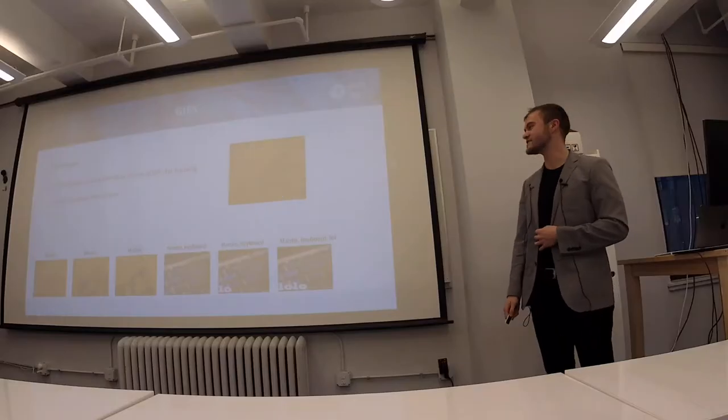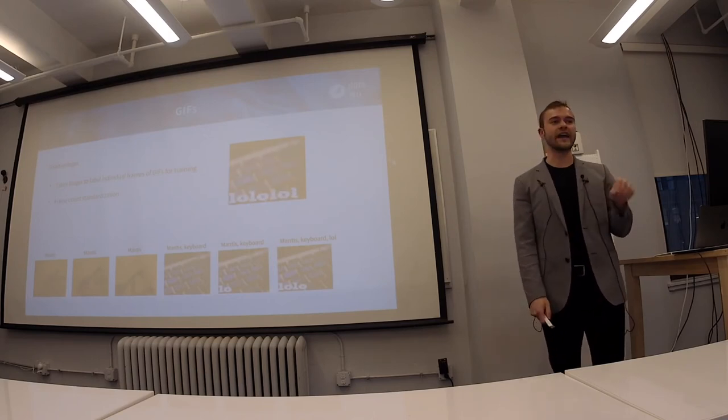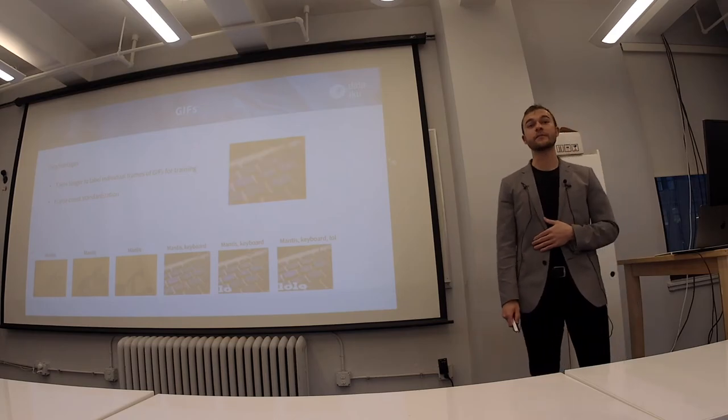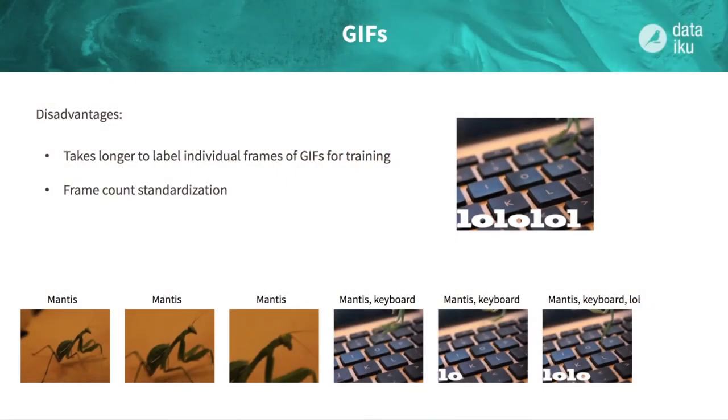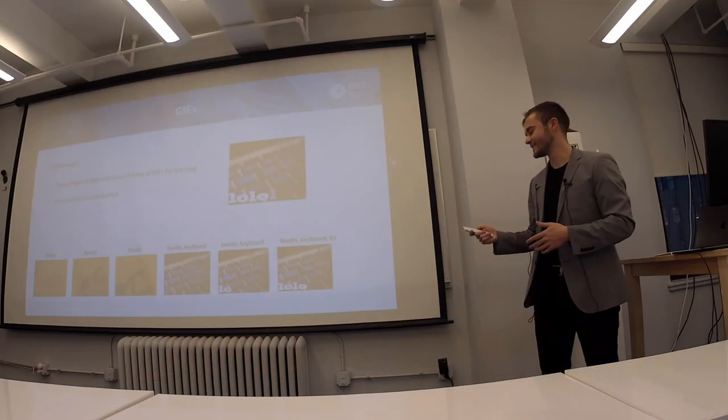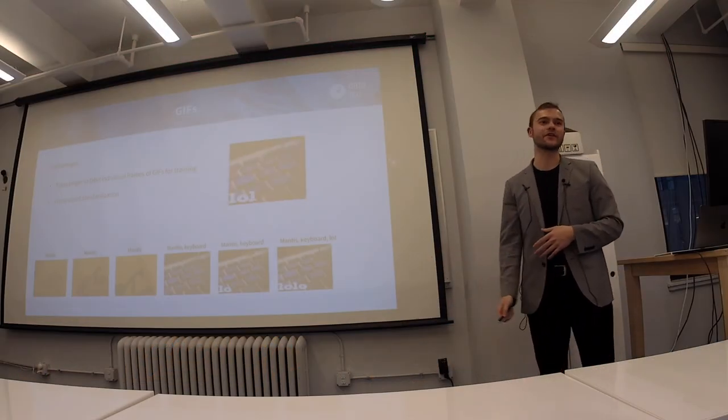Some disadvantages to this approach: it takes longer to hand label each of the individual frames of a GIF. I mentioned earlier that the ImageNet dataset was hand labeled by people, and this just becomes a lot harder for GIFs, right? Because if the first part of this GIF is just a praying mantis, we don't want to associate that snapshot with a keyboard. And conversely, a shot of a keyboard, we don't want to associate with praying mantis. So we have to go in and individually classify each of these frames. So it's a novel idea, but there are definitely some disadvantages.